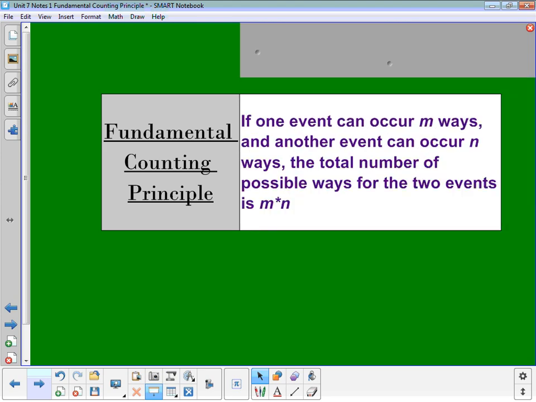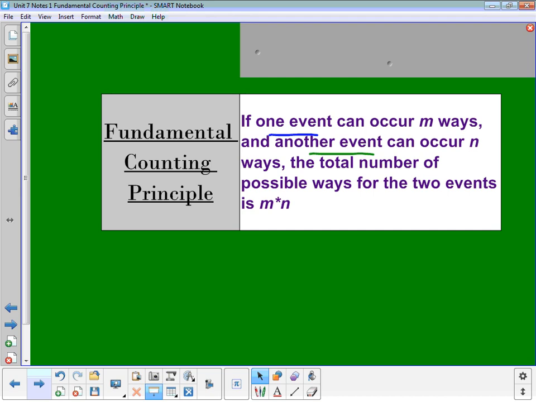The fundamental counting principle says that if one event can occur m ways and another event can occur n ways, then the total number of possible ways for the two events is m times n. So I take the two and I multiply them together. Now, this is assuming that everything in the first event is separate from everything in the second event. So the two events don't overlap. For example, there's nothing in the bread category that overlaps with the meat category because you can't be a bread and a meat at the same time.